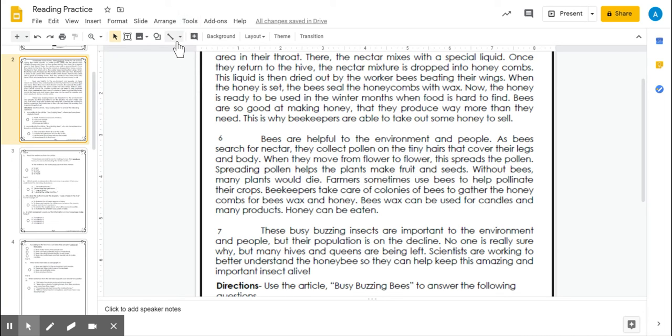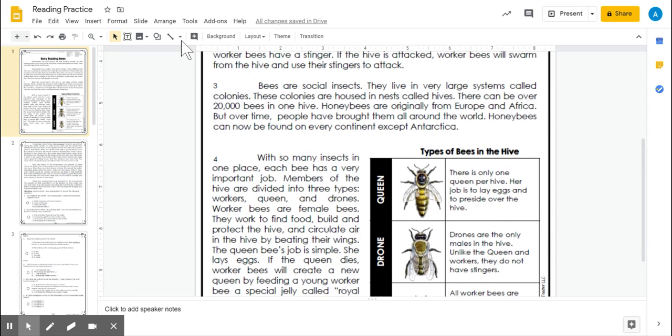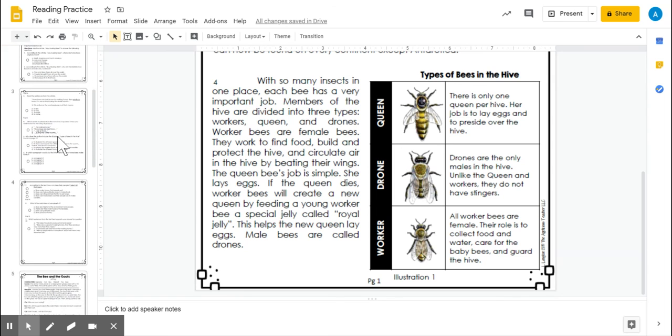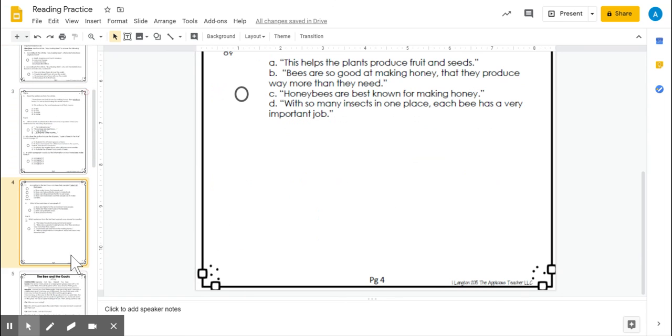If you want to underline some things, there is the line tool here. You just click line. And there you go. And you can start from one end to another. If there's a certain sentence you want to underline, that's one tool you can use. It'd be harder to highlight. You'd have to put in a text box. So I would just stick with underlining if you want to do that. So again, finish the article and then answer questions on slides 2, 3, and 4.